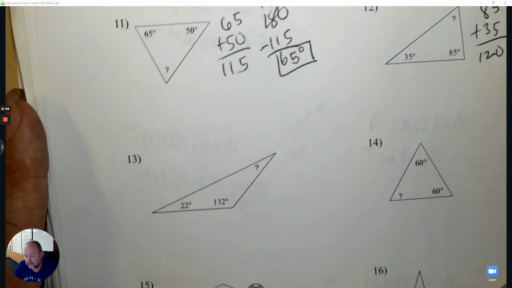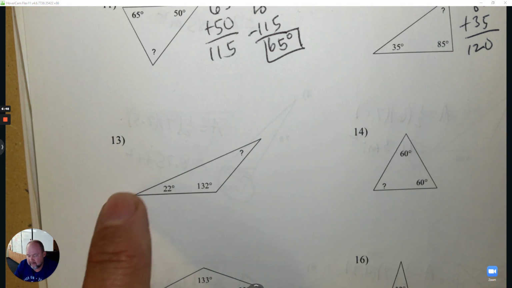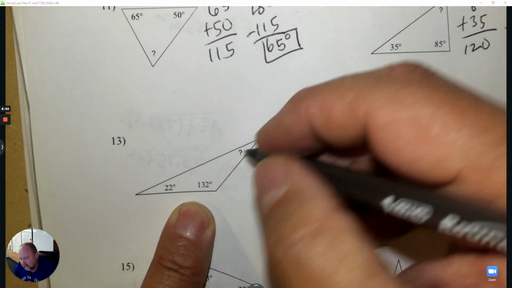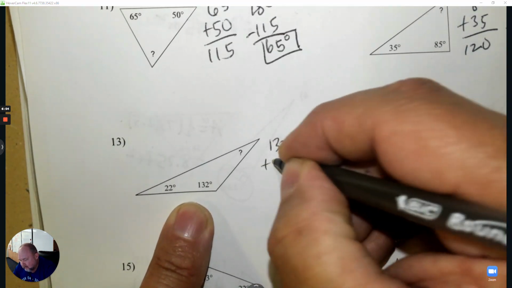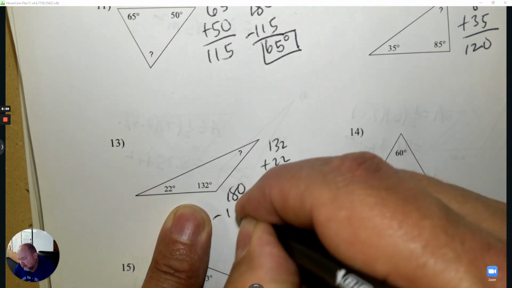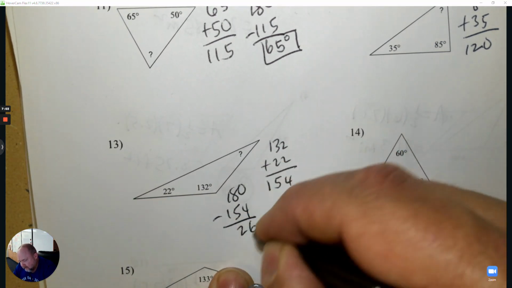All right, do you want to try number 13? Can you find a missing angle in a triangle by understanding that if you add all the angles, it adds up to 180? So I'm going to go 132 plus 22, and then whatever answer I get, I'm going to subtract from 180 and get my answer.